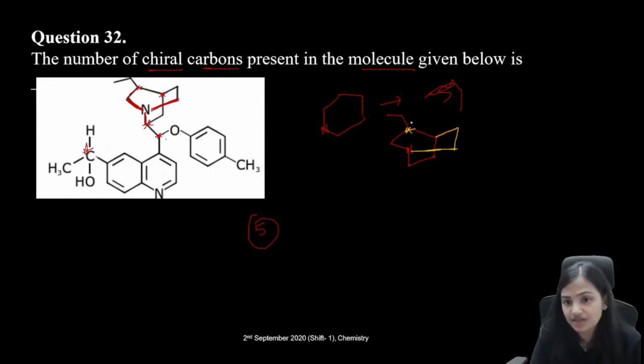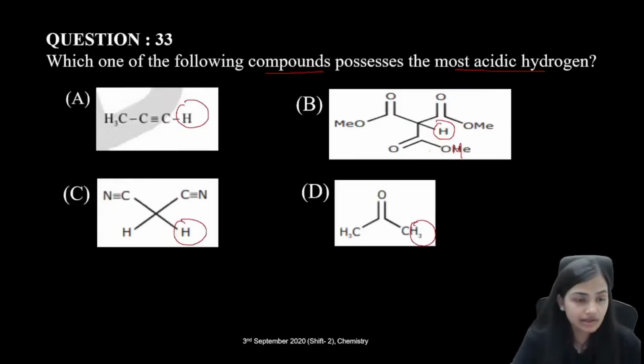All the 4 groups are different. One of them is going to be the hydrogen. And then after this is also chiral, because this part is different, this part is different, this part is also different. Okay, and others are not chiral. Now understood? Now do the question number 33.